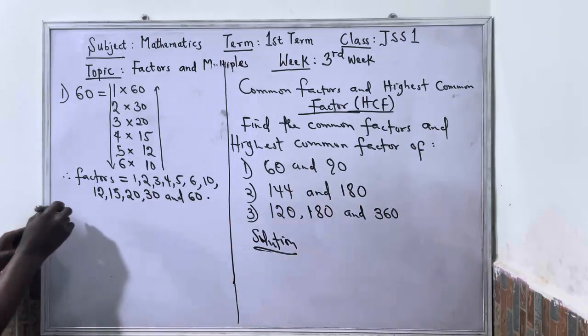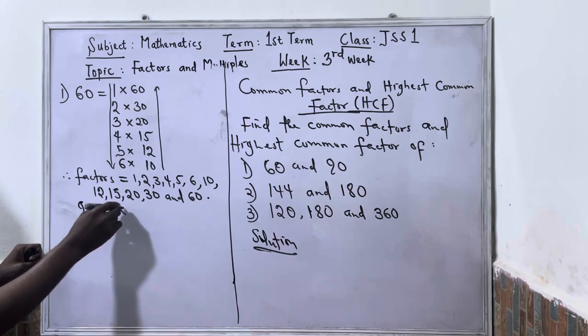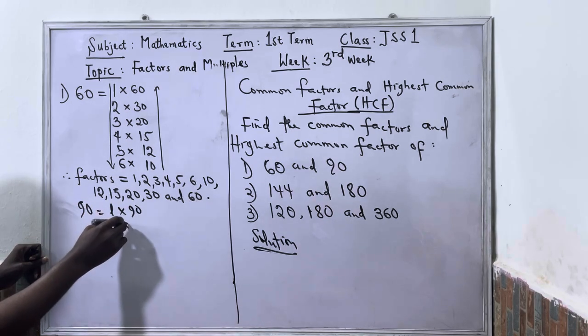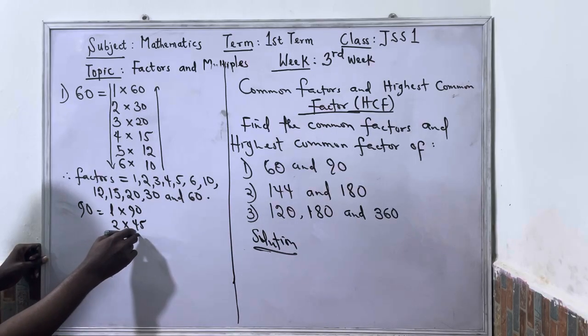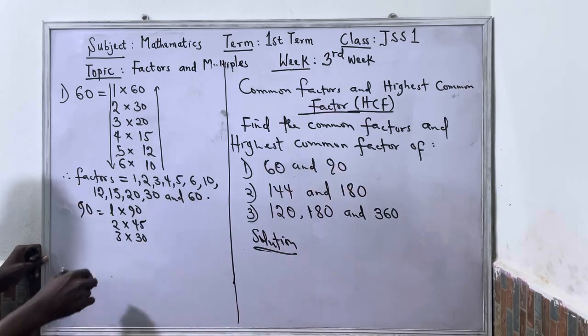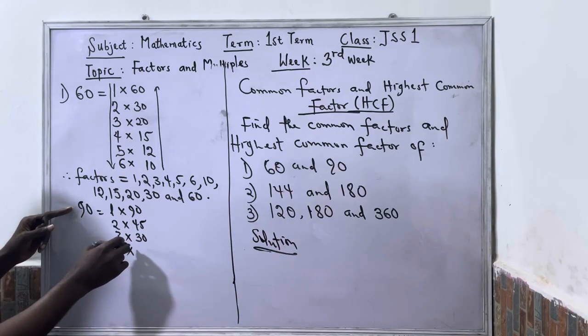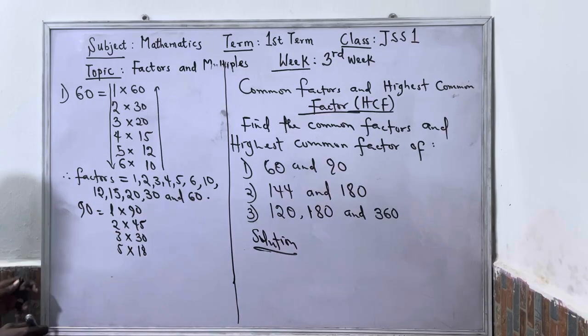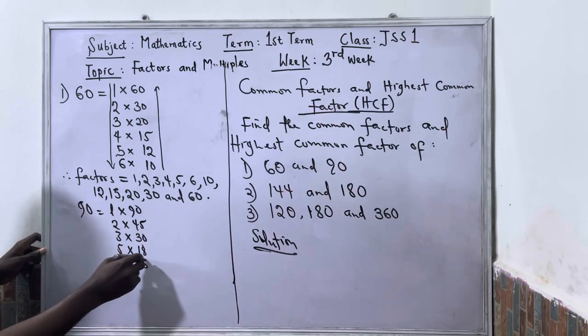Now, let's do the same thing for 90. We are still on number 1. I can write 90 as 1 times 90. 2 times 45 will give me 90. Then 3 times 30 will give me 90. What about 4? 4 cannot work for 90 at all. What about 5? 5 will work. That will be 5 times 18. Yes. What about 6? 6 in 9 gives 1, remainder 3. That will be 6 times 15.